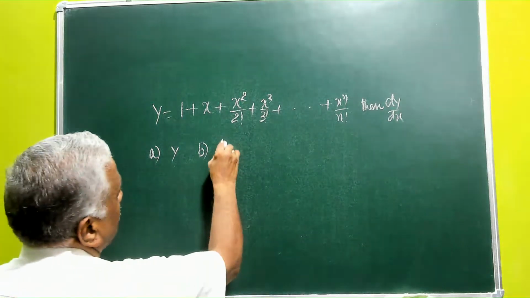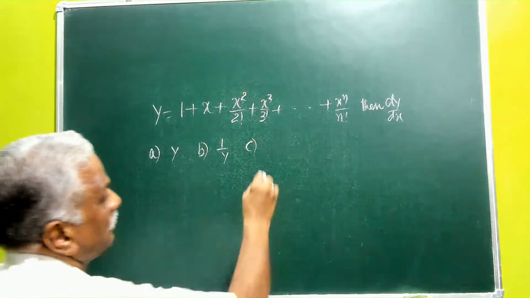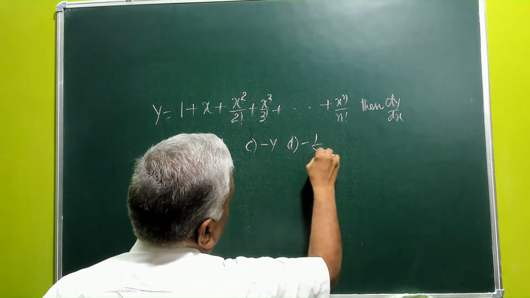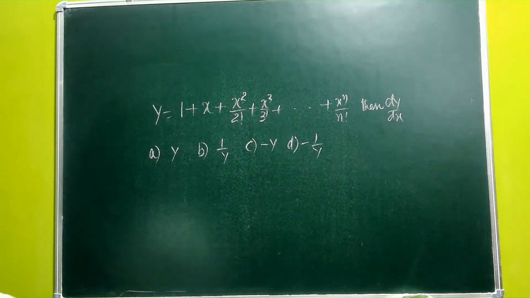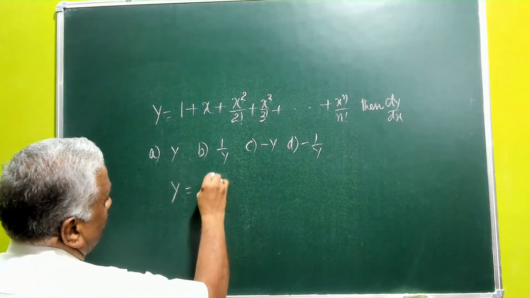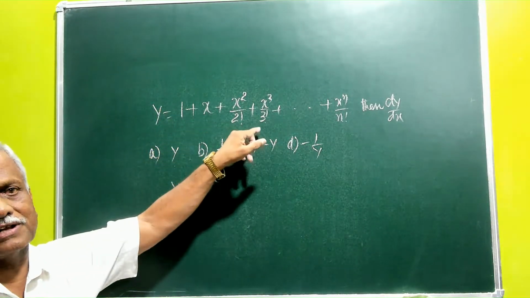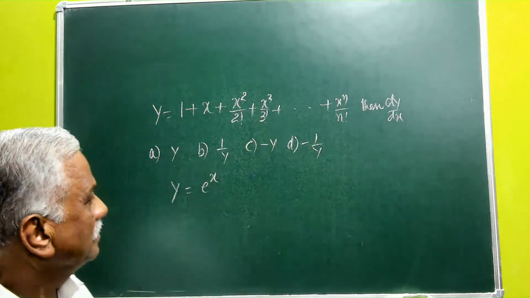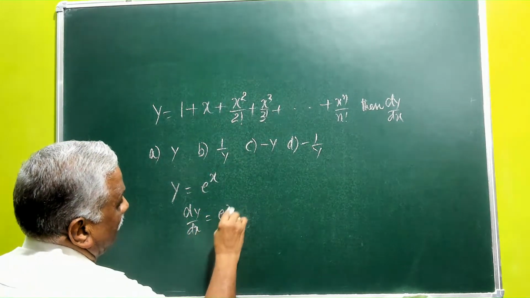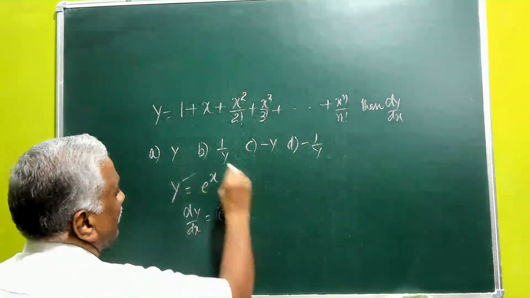1 by y. Third answer is minus y. Fourth answer is minus 1 by y. So you should remember this is nothing but e to the power of x, the expansion of the exponential series. So what is dy by dx? It is e to the power of x. But the answer is not there. But what is e to the power of x? That is y.